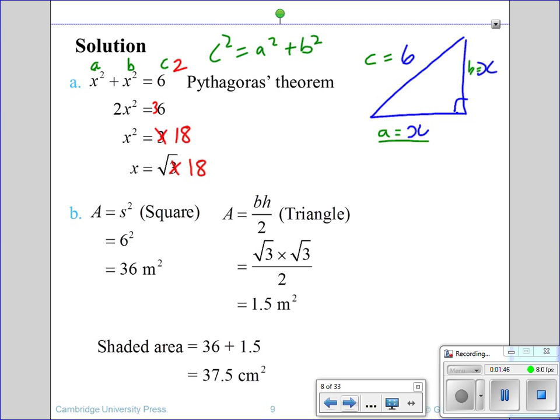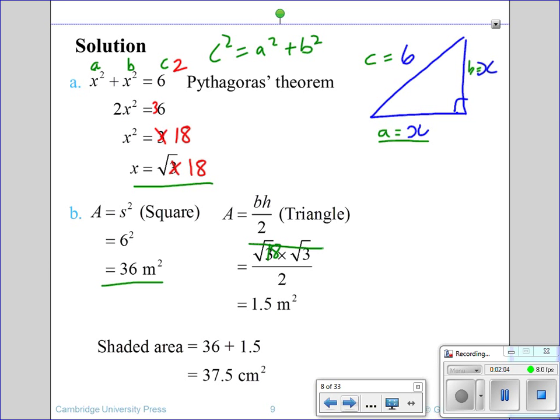Once we've found x, and I'm happy if you just leave it in its exact form, we go through and we find the area. So the area of the square, 6 times 6 gives us 36.